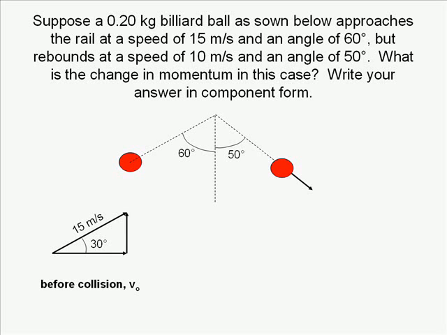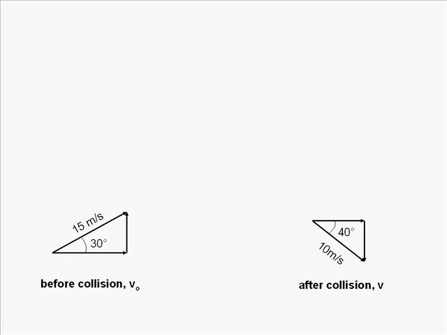Now let's do the same thing to the ball after the collision. We want to draw a velocity vector for the ball after the collision. The velocity of the ball is 10 meters per second at 40 degrees in the fourth quadrant. We now want to use these vectors to find the change in momentum in both the x and the y directions.